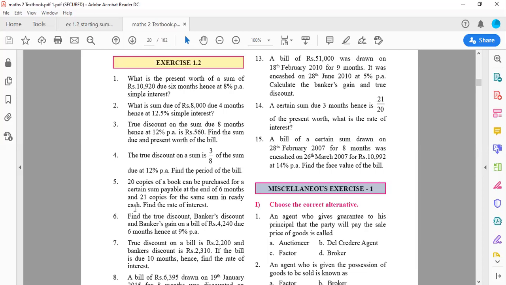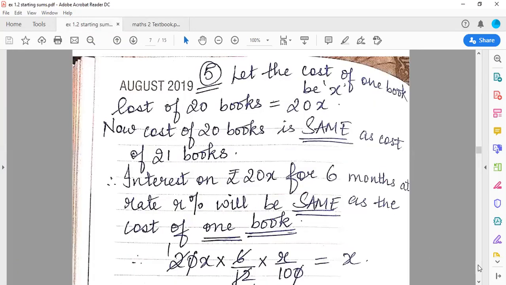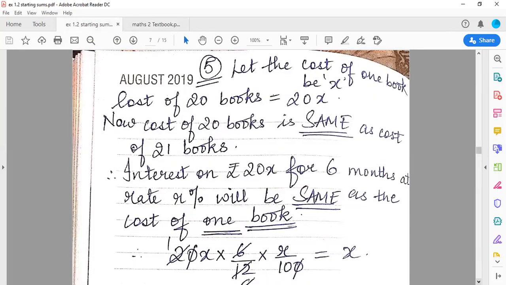So the money you will pay over the 6 months, with that you can buy only 20 copies. And if you're paying the money right now, you can buy 21 copies of the book. So you have to find what will be the rate of interest. So the sum is very easy. Pay attention. Let the cost of one book be X. So the cost of 20 books will be 20X. Now what did I tell you? Cost of 20 books is same as cost of 21 books.